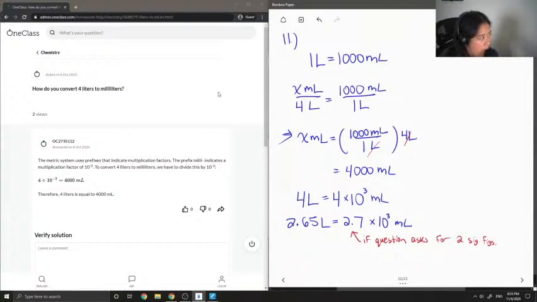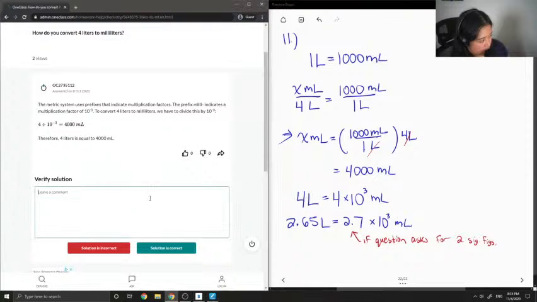Let's see what our junior tutor said. The metric system uses prefixes that indicate multiplication factors. The prefix milli indicates a multiplication factor of 10 to the negative 3. To convert 4 liters to milliliters, we have to divide this by 10 to the negative 3. So they did 4 divided by 10 to the negative 3 is equal to 4,000 milliliters. Yep, so this is correct.